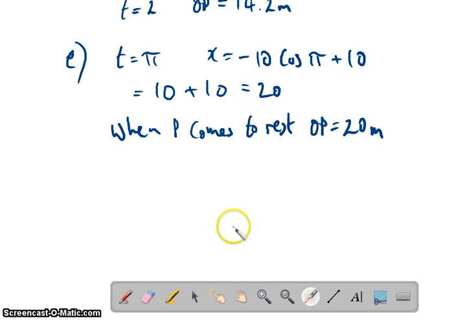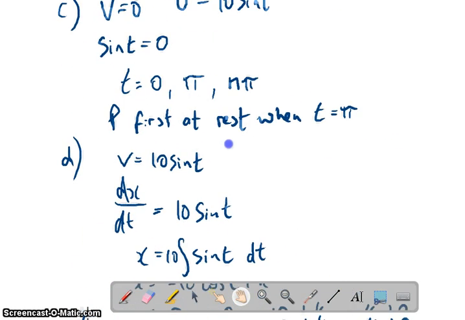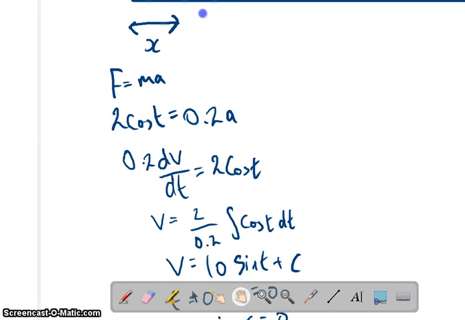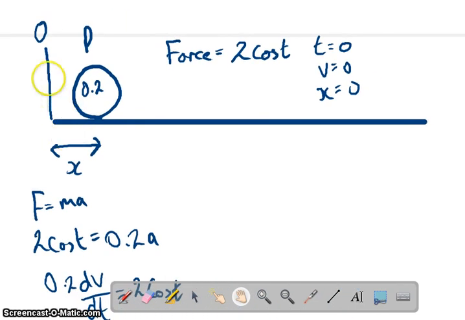So if I go back to the original diagram, okay, you may be wondering who drew this diagram. It wasn't actually Picasso, it was me. So we have that the particle P must oscillate in between this point O and a distance 20 meters away. Okay, so it's just an oscillator.